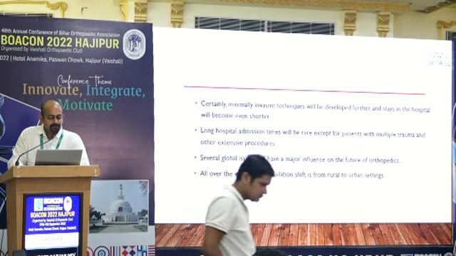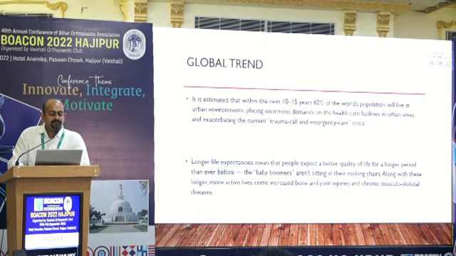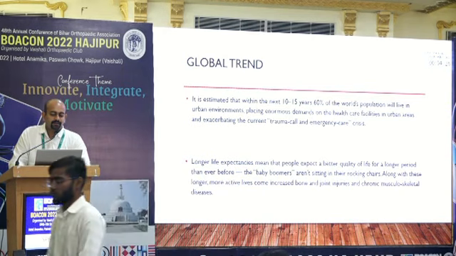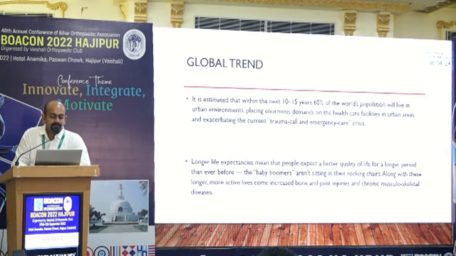All over the world, the population is shifting from rural to urban settings. It is estimated that within the next 10 to 15 years, around 60% of the world's population will live in urban environments, placing enormous demand on healthcare facilities in urban areas, exacerbating the current trauma call and emergency care crisis.